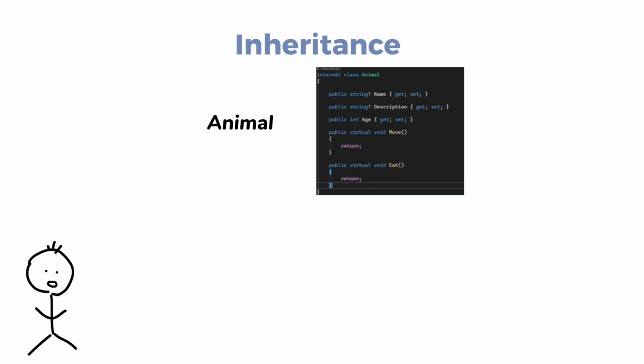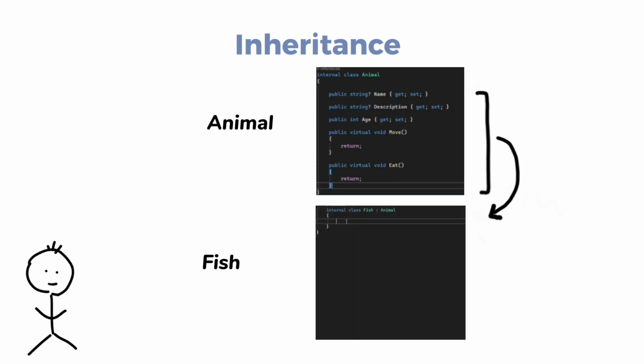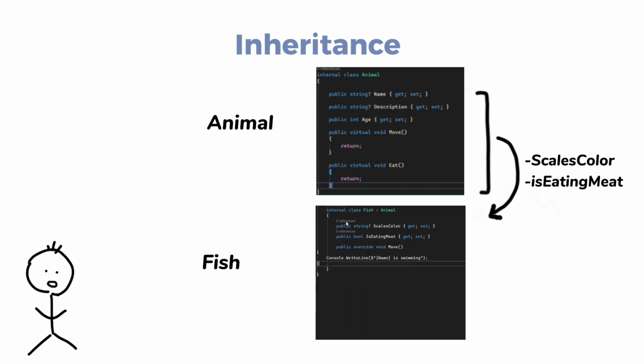Now, let's say we want to create a class called fish. It will inherit its attributes name, description, age, and methods move and eat from the class animal. However, we want to add attributes scales color and is eating meat. We will also modify the method move to specify that it is swimming. Have a look at how we code it in C#. Notice how the move method is overridden in the class fish.